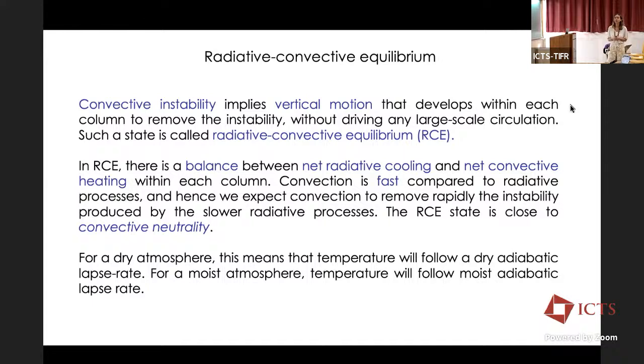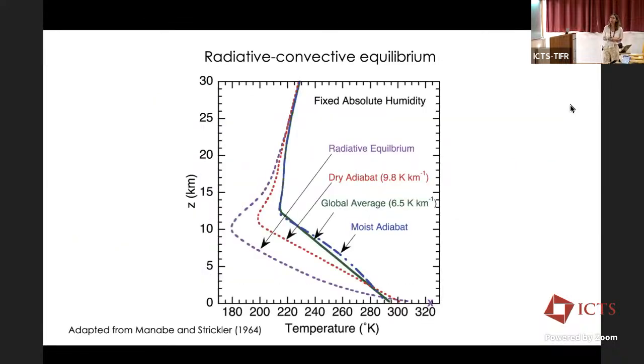In radiative convective equilibrium, you have a balance now between the net radiative cooling and the net convective heating within each column. And here, the important thing is that there is a separation between the typical timescales associated with convection, which is a very fast process, compared to radiative processes. And so convection, once it develops, we expect it to rapidly remove the instability that is produced by the slower radiative processes, and convection will keep the temperature lapse rate close to a condition of convective neutrality. What that state of convective neutrality is depends on whether you're assuming a dry or a moist atmosphere. And in the calculation by Manabe and Strickler, this was enforced as a hard adjustment. Basically, as soon as radiation would produce instability, you relax the lapse rate to a prescribed lapse rate.